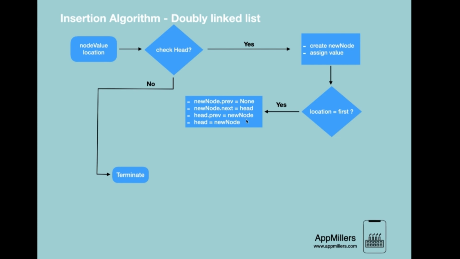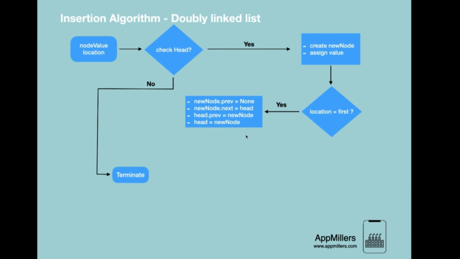So we know that the first node's previous reference in double linked list has to be none. So the first stage over here, we set it to none. Then we need to set next reference of new node to the first node. So we know that head stores the first node physical location. So we are setting new node's next reference to head.